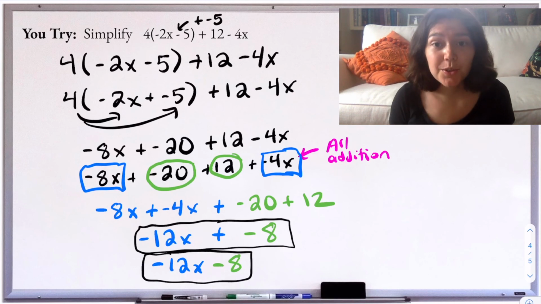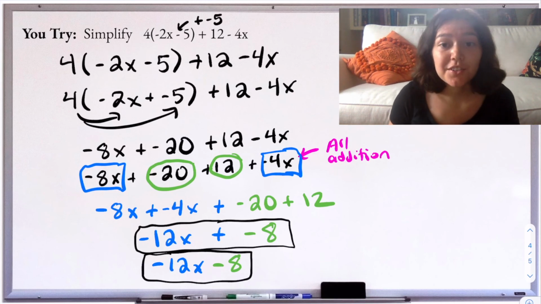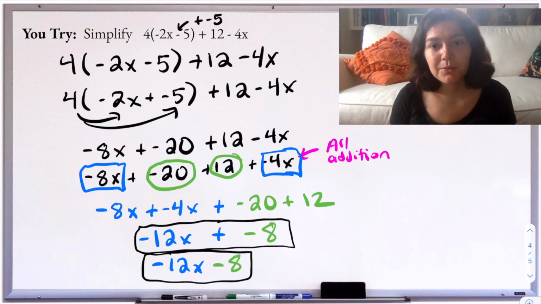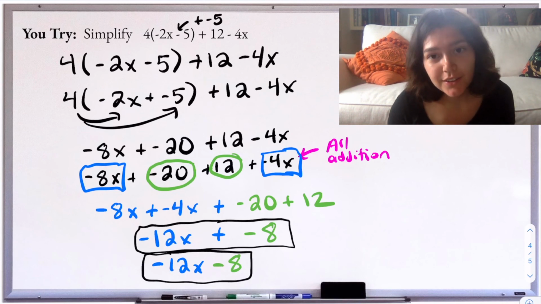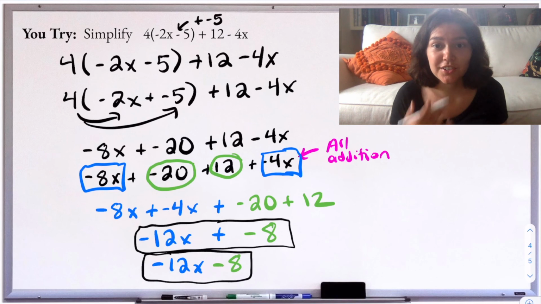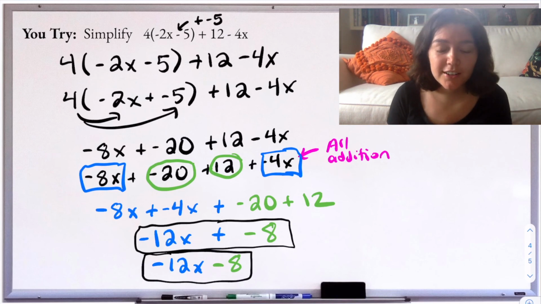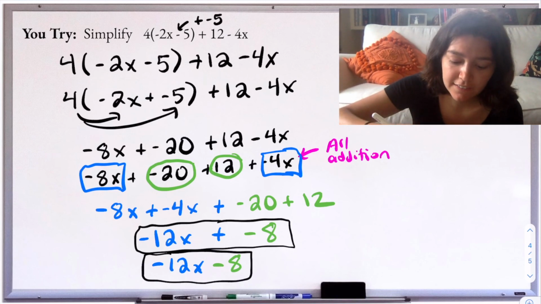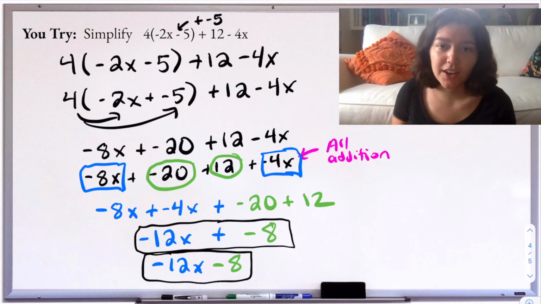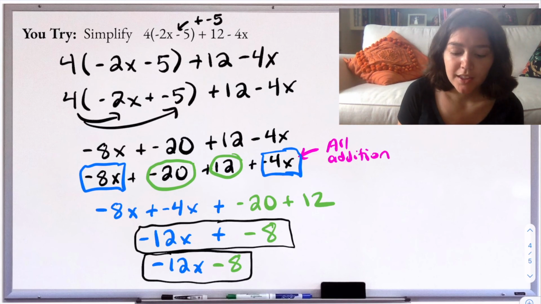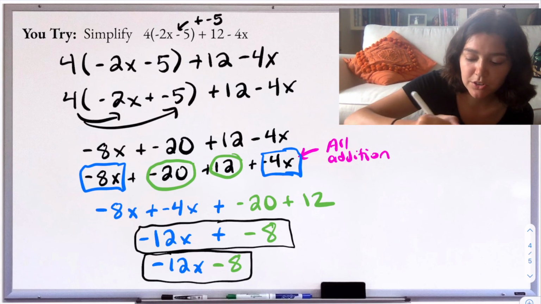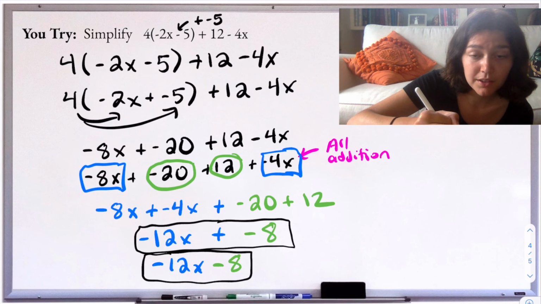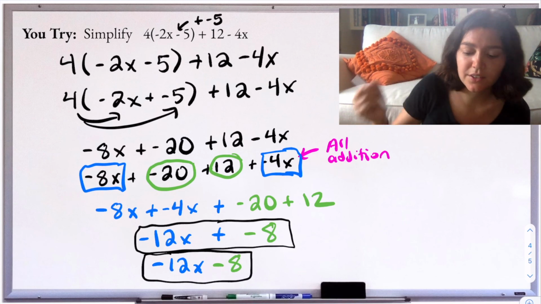Okay, so what do we do here? First thing we need to do is distribute, right? And again, I mentioned when we distribute, it's always good also to take care of any subtraction and rewrite it as addition so we don't make sign errors. So subtracting 5 is the same thing as adding -5. So that was my first step. Then I'm distributing my 4 to my 2 terms. 4 times -2x is -8x because 4 times -2 is -8. And then 4 times -5 is -20.